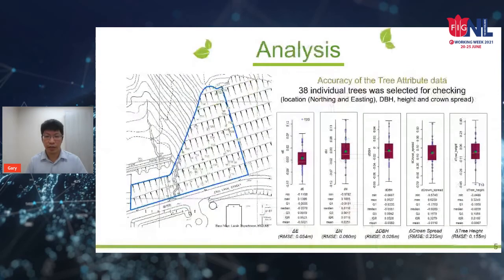In order to evaluate the accuracy of the tree attribute data, we selected 38 individual trees and compared attributes such as location, DBH, and crown spread from the SLAM-based MMS data with the TLS reference data. The root mean square error of the tree height is 0.155 meters, and the crown spread is 0.235 meters. The results show that the tree attribute data extracted from the backpack MMS data are of high quality.